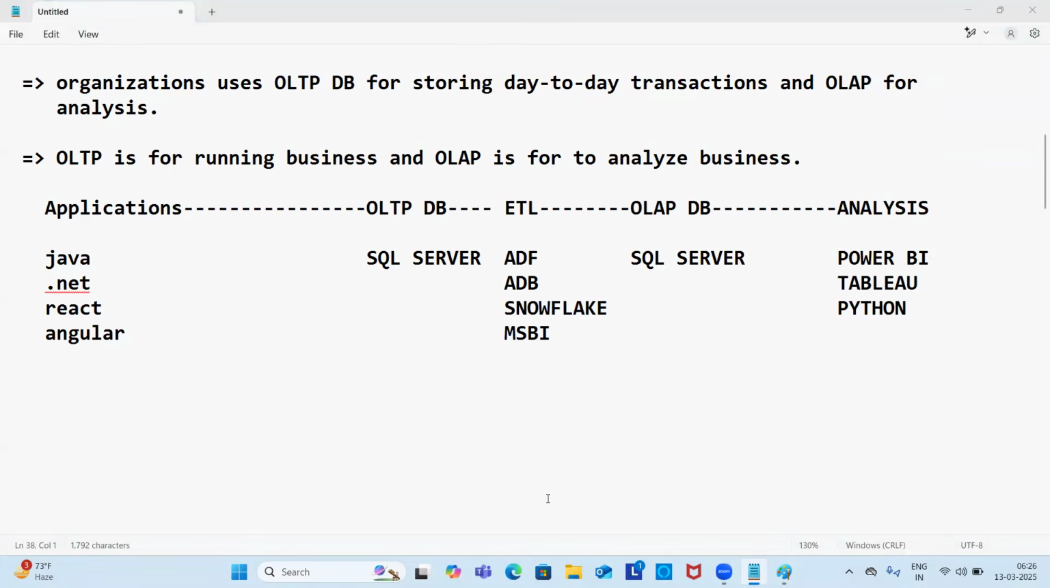So in the last class, someone asked what ETL is. This is ETL. The main purpose of ETL is migrating the data from a transactional database to an analytical database, OLTP to OLAP. That is the purpose of ETL. Okay, then.